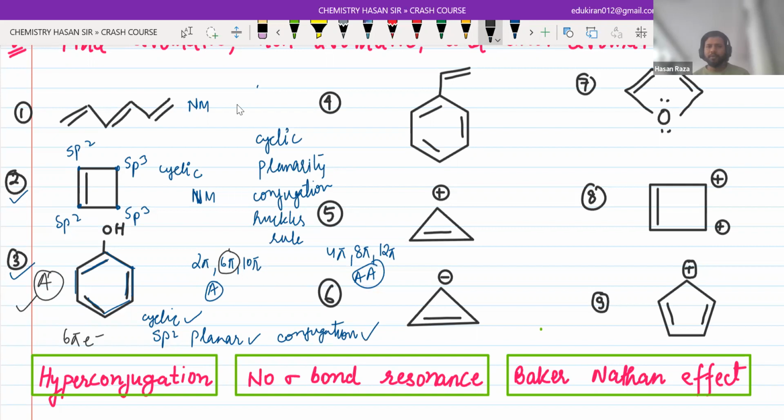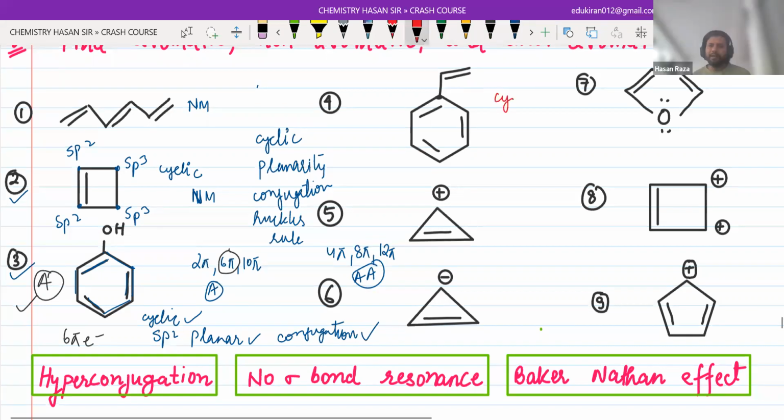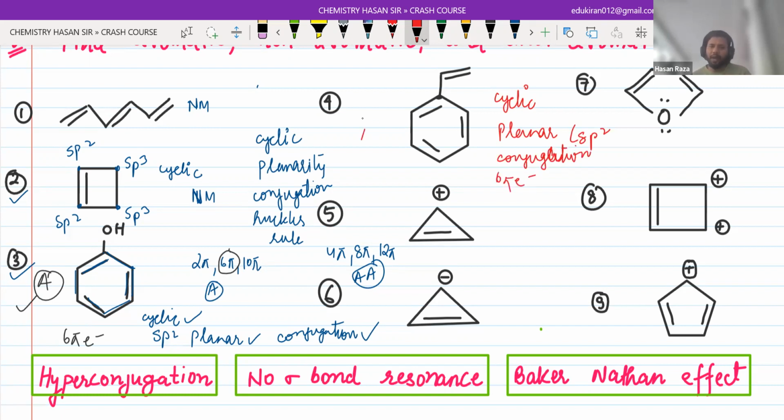Yes or no? See, what about this? It is cyclic. You just need to focus on the ring, not outside the ring. Planar it is. You can see every carbon in this benzene ring making a double bond. That's why it is sp2, and hence it is planar. And you can see pi, sigma, pi, sigma, pi, sigma. That means conjugation is also there. Then you can count the pi electrons in the ring. 3 pi bonds are there, so 6 pi electrons are there. That's why it is also aromatic.